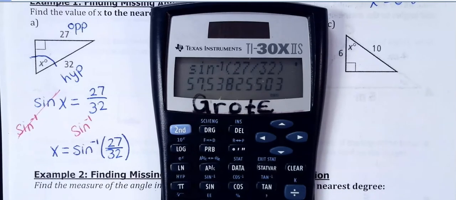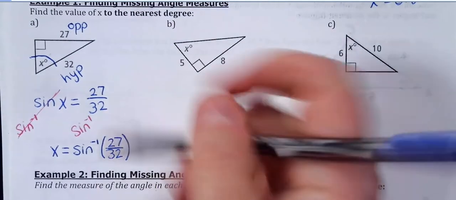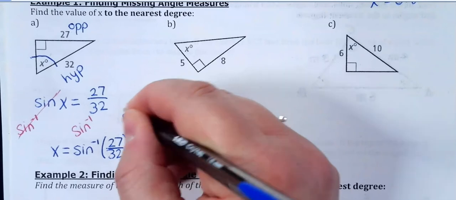Now, when we're doing angle measures, we're just going to go to the nearest degree, which is the nearest whole number. So 57.5, I'm going to go ahead and round that up. X is going to be 58 degrees here.